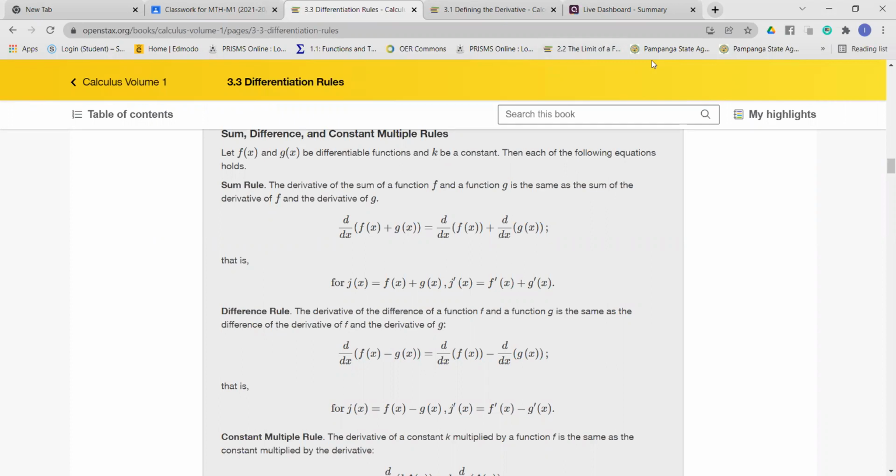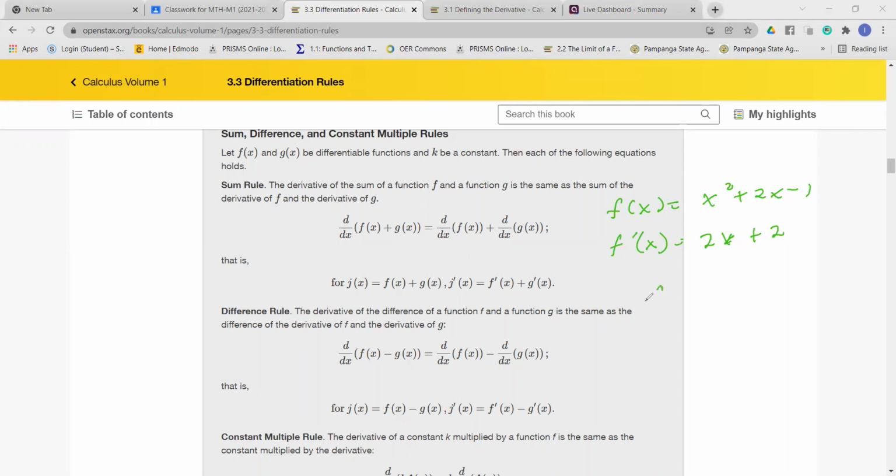Hence, for example, meron kang f of x equal to x squared plus 2x minus 1. So the derivative will just be equal to the derivative of x squared using the exponent, the power rule, this will become 2x plus, okay, the derivative of this one is equal to 2, and the derivative of negative 1 is equal to 0. Therefore, the f prime of x will be equal to 2x plus 2.